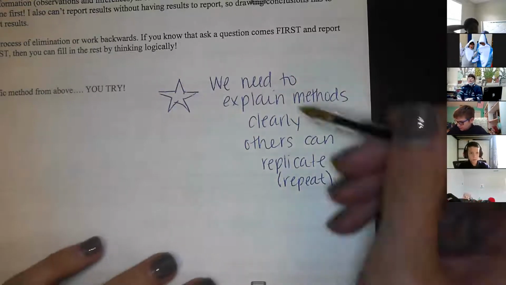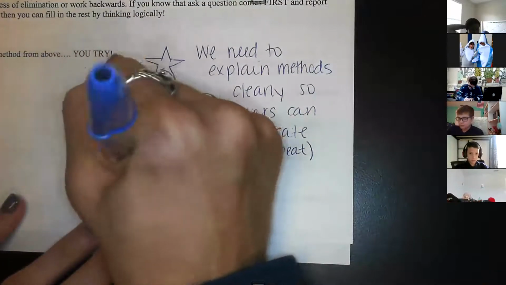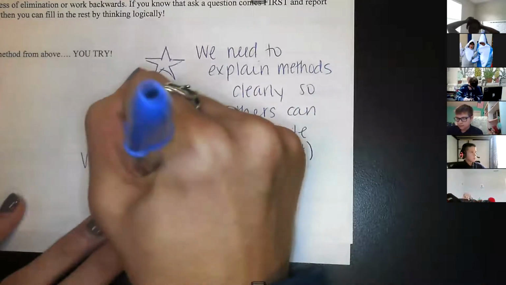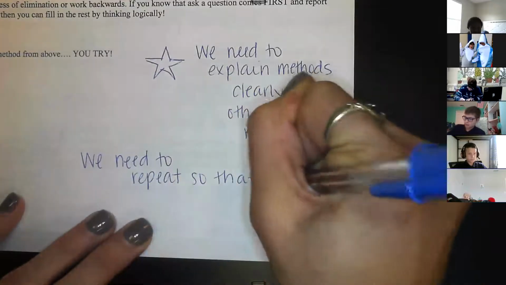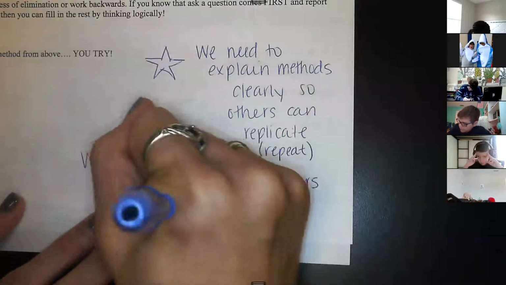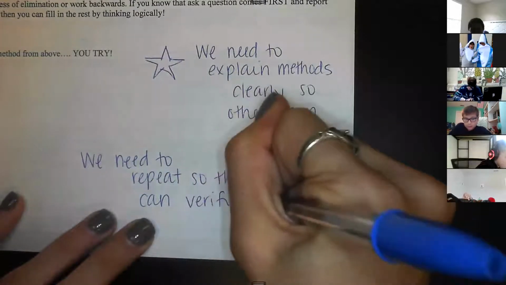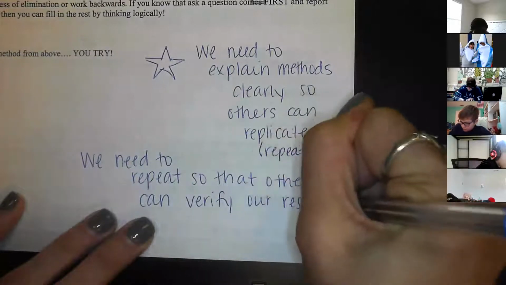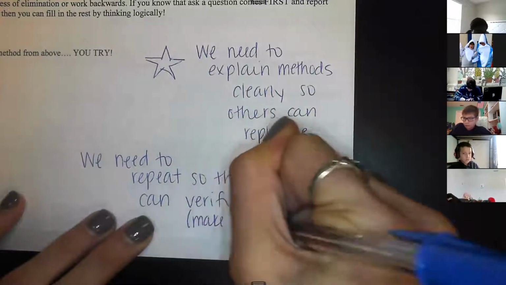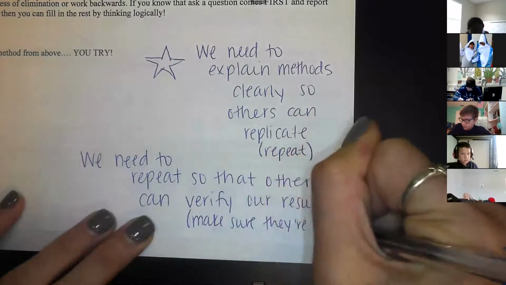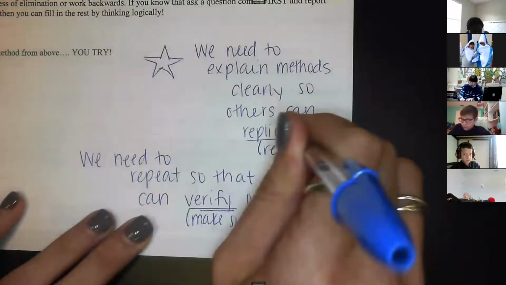So we said we need to explain methods clearly so others can replicate, and then we need to replicate, or repeat, so that others can verify our results. Verify means make sure they're correct. And I'm using these words because those are the words that are going to be on the test. Verify and replicate.